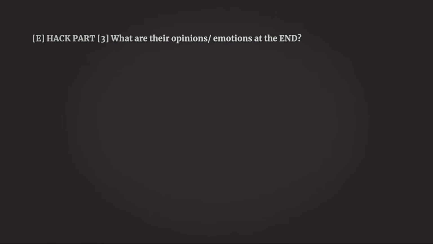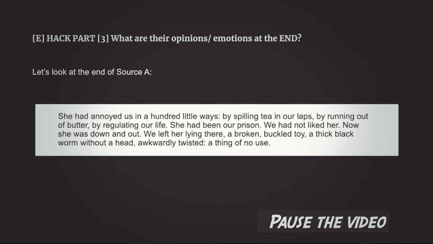Now, the process for this is exactly the same as looking for comparisons at the beginning, but you're just looking at the end instead. Let's look at the end of source A. Pause the video for a second just to read what's here and have a look at what I've highlighted and see the tone is very negative. Now let's look at the end of source B.